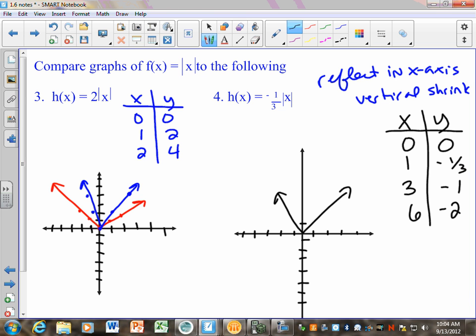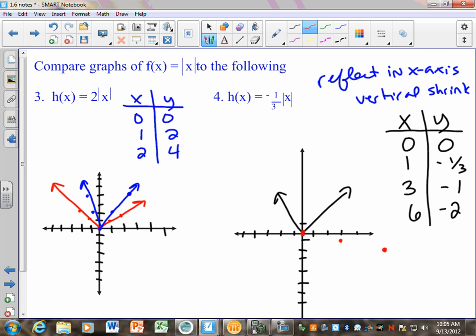Notice what's happening. Normally you go over 1, you go up 1. We had to go over 3 to get that 1. We had to go over 6 to get 2. And it's negative because it's flipped over. So 0, 0, 3, -1, 6, -2. This is where you've got to know the shape. Do I need to pick negative numbers too? Do I need to pick -1 and -3 and -6? Or do I already know what they're going to be?